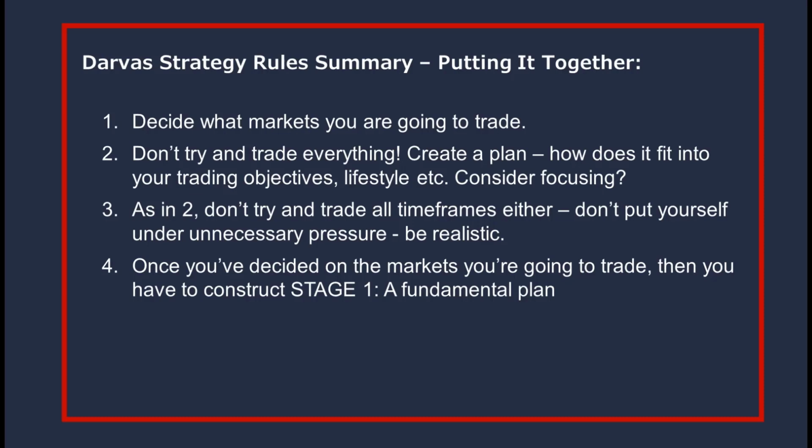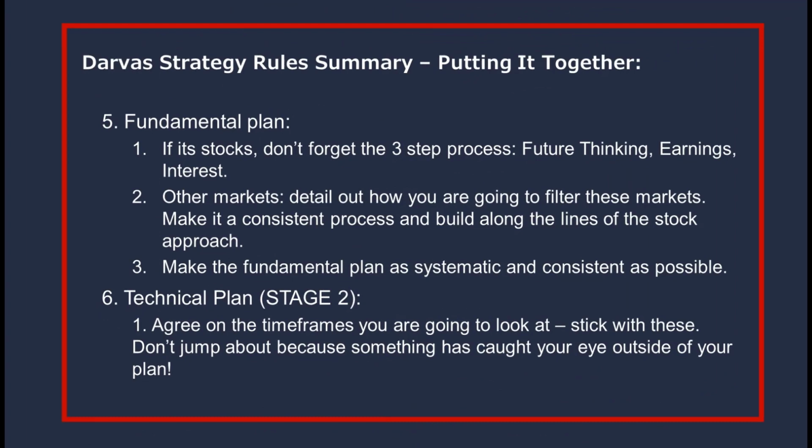And once you've decided on the markets you're going to trade, then you've got to construct stage 1, which is the fundamental plan. So in the fundamental plan, we're breaking it down into 3 parts. If it's stocks, don't forget the 3 steps: future thinking, earnings, interest. If it's other markets, detail out how you're going to filter these markets fundamentally. I've mentioned the COT report for commodities, currency strength tools for FX, and maybe VIX volatility for indices. And then the third point there, you've got to make the fundamental plan as systematic and consistent as possible. Really important.